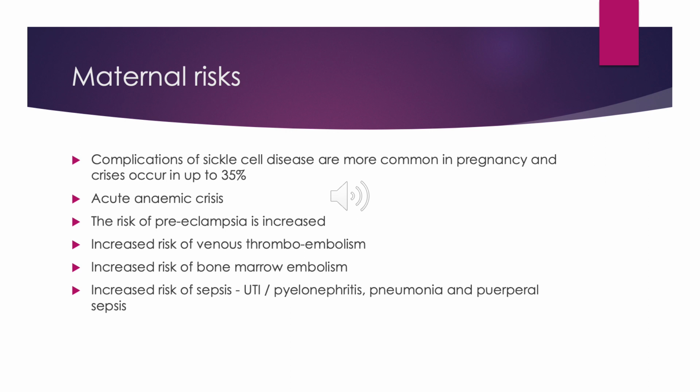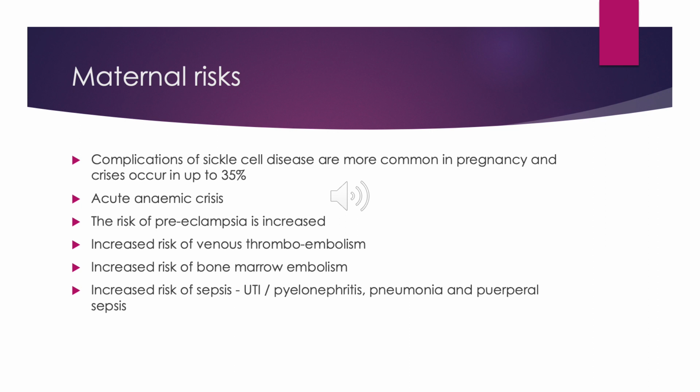Maternal risk for sickle cell disease. Complications of sickle cell disease are more common in pregnancy, and crises can occur in up to 35%. The crises of sickle cell in general are more common in hypoxic states, and because pregnancy is characterized by increased oxygen requirement, hypoxia is more easily developed. Also, sickle cell disease complications are more common with dehydration, and pregnancy is more liable to dehydration due to persistent nausea and vomiting, especially in the first trimester. So these women are at risk of acute anemic crisis, which is due to sequestration of the red blood cells, most likely due to infection by a virus called erythrovirus.